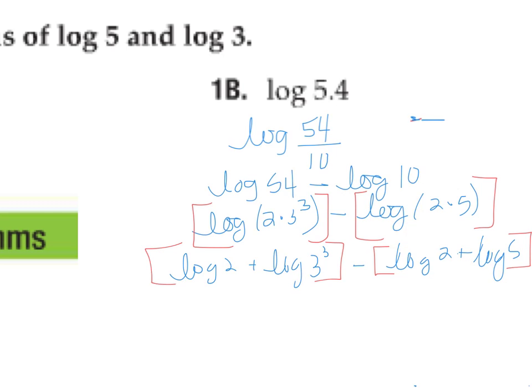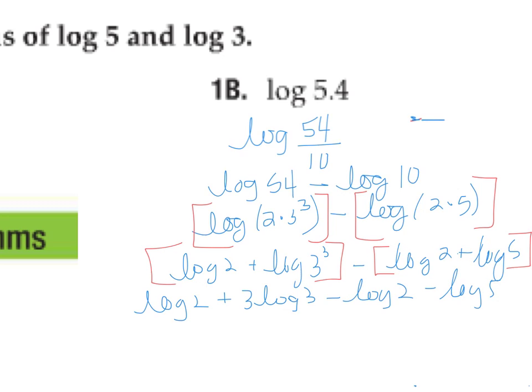And as I'm going through, I'm going to do a couple of things. I'm going to take that log 3 to the third, and I'm going to take the exponent of 3 and put it out in front of log 3. And I'm going to distribute my minus sign. And that's going to give me log 2 plus 3 log 3 minus log 2 minus log 5.